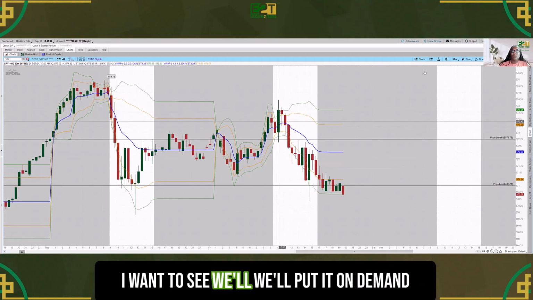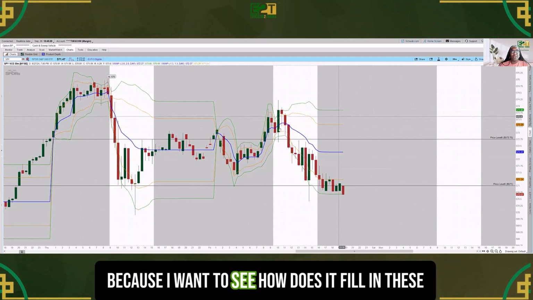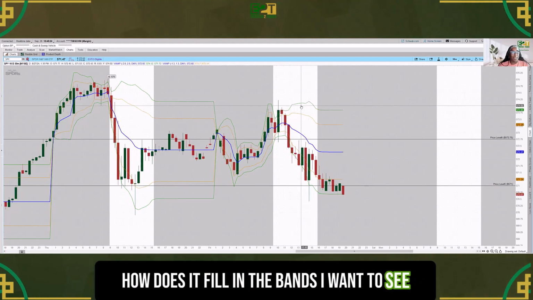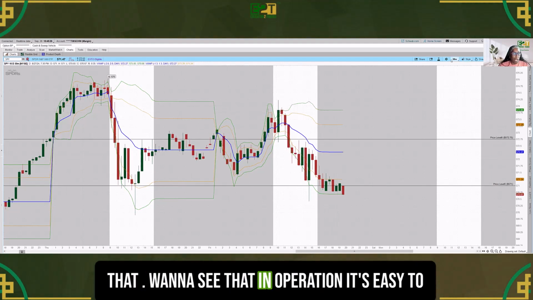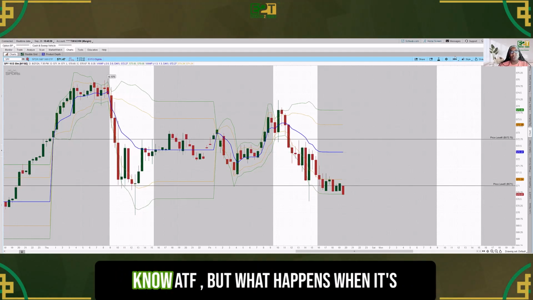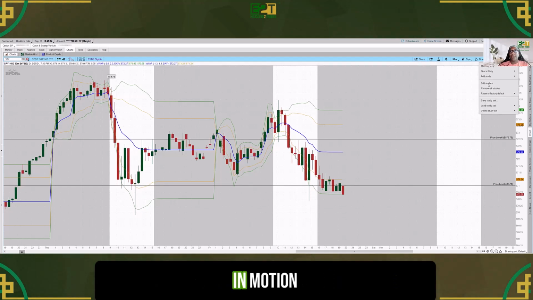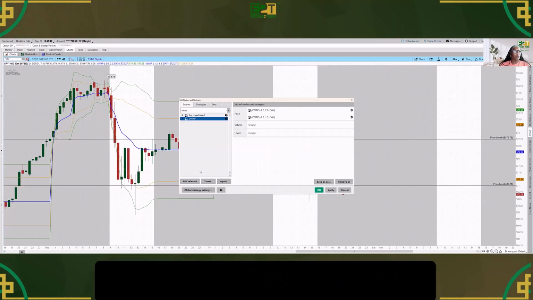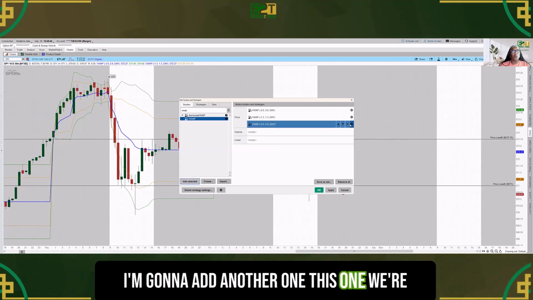I want to see, we'll put it on demand, because I want to see how it fills in the bands. I want to see that in operation. It's easy to see it when you've got it on after the fact, ATF. But what happens when it's in motion? We're going to add another one.